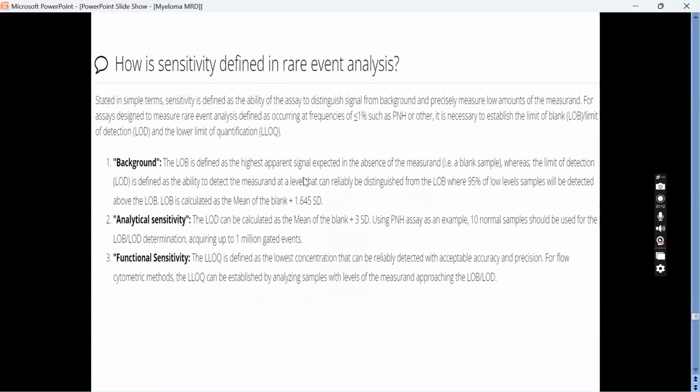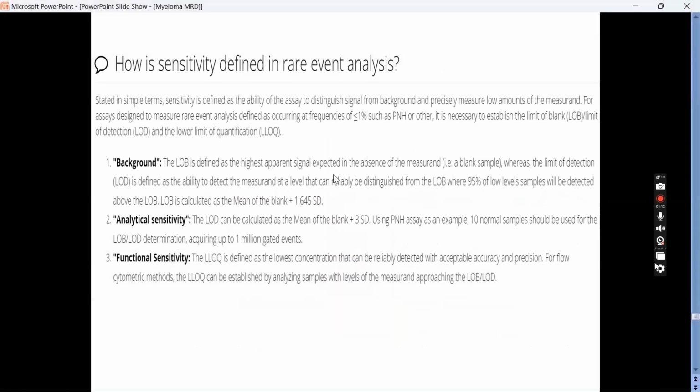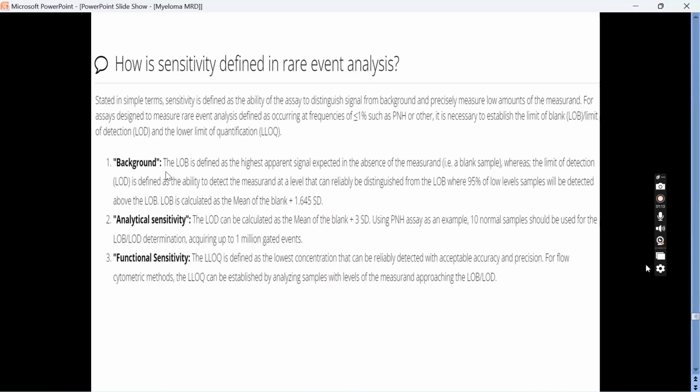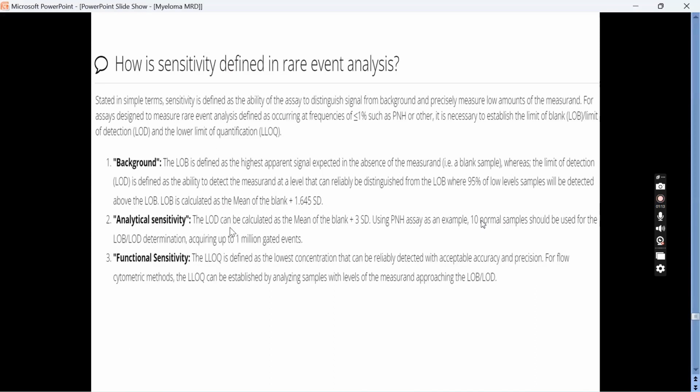Now, how is sensitivity defined in rare event analysis? You need to establish something called limit of blank, which will tell you about the background. Then you need to establish limit of detection, which will tell you about the analytical sensitivity, the lower number of events which can be accurately measured. Then finally, functional sensitivity, which will be established by lower limit of quantification, which will tell you about the accuracy as well as the precision. That is, multiple times if you're able to do it, you should be able to pick up those events. That is LLOQ.